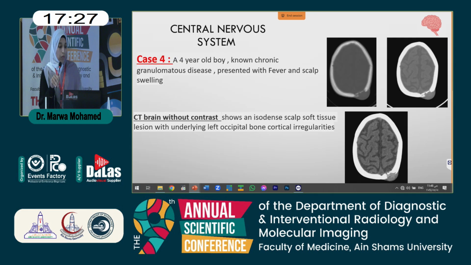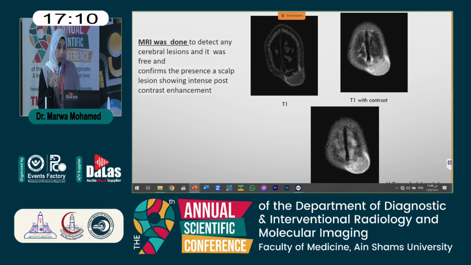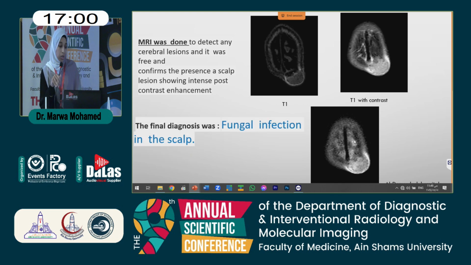Case 4. A 4-year-old boy, known chronic granulomatous disease, presented with fever and scalp swelling. CT brain without contrast shows an isodense scalp soft tissue lesion with underlying left occipital cortical irregularities. MRI was done to detect any cerebral lesions and it was free and confirms the presence of a scalp lesion showing intense post-contrast enhancement. The final diagnosis was fungal infection in the scalp. Biopsy culture and sensitivity confirms fungal infection and antifungal drugs were given.